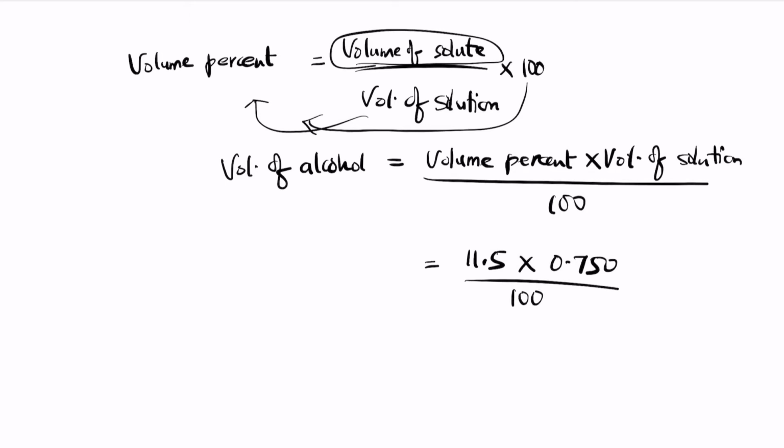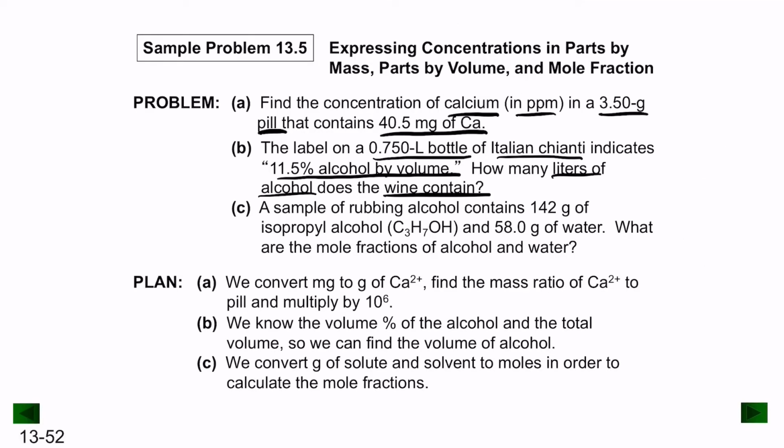So when you calculate that, you will get a final answer of 0.0862 liter. So this is the amount of alcohol present in 0.750 liter of the total volume here. Total amount of alcohol. Next, let's come to the next problem.